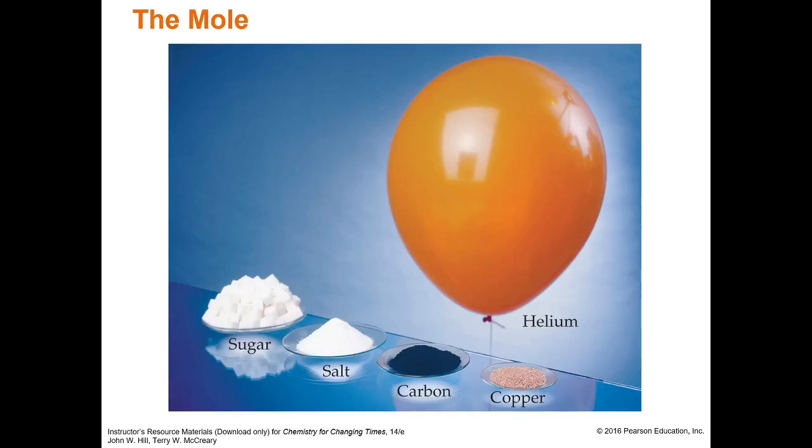So right here we have different moles. These are moles of each of these substances, and they've been measured out. You see here a mole of helium, here's a mole of copper, here's a mole of carbon. This is the carbon soot that you see when you burn something. This would be a mole of NaCl, which is table salt, and this would be a mole of sugar.